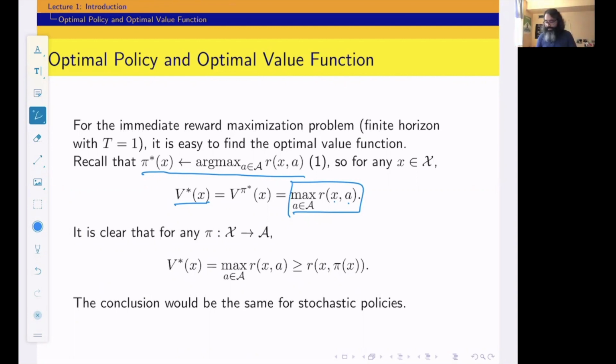It is clear that V star, the optimal value function, is equal or larger than R of X and pi of X for any policy. This satisfies our definition from two or three slides ago that the optimal value function should have a value that is larger than any other policy. Here my focus was on deterministic policies, but if we go to stochastic policies, the conclusion would be the same.